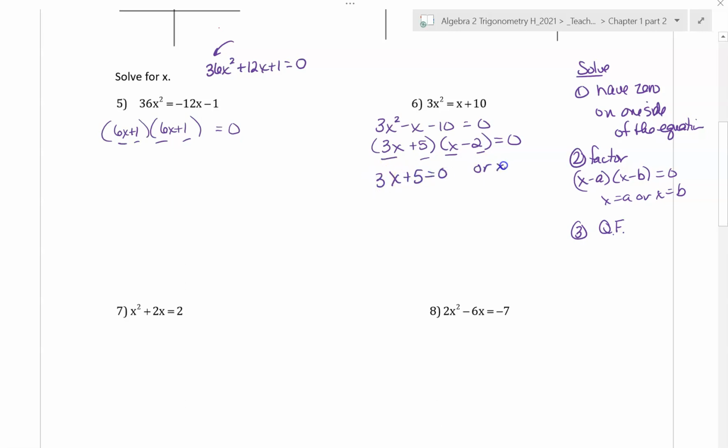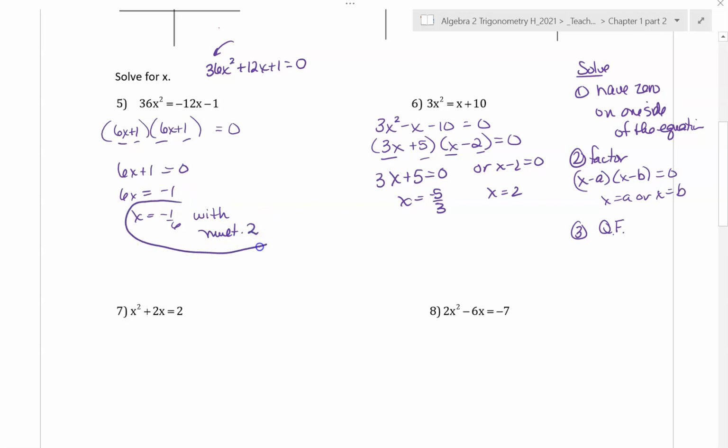So now we know that x is -5/3 or 2. And over here, we know that x is -1/6. Some people call this a double root, or I like to say x equals -1/6 with multiplicity 2. Multiplicity 2 because, again, it was a double root.